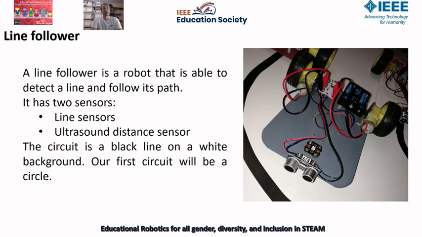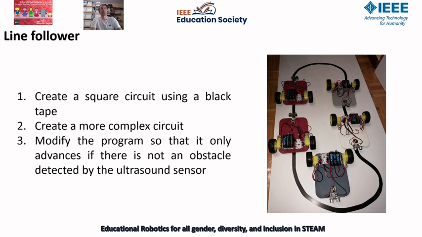The circuit is a black line. We make this black line with black tape, and this line is over a white background. Our first circuit will be a simple circuit, and we can challenge the students with activities such as creating a square circuit using black tape, creating a more complex circuit similar to the one shown in the image, and the students can modify the program so that it only advances if there is no obstacle detected by the ultrasound sensor.